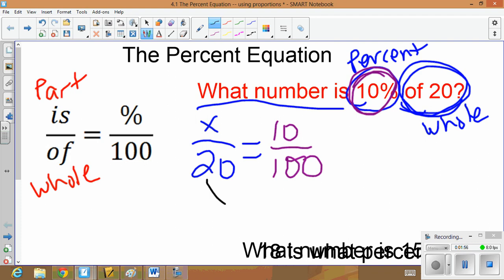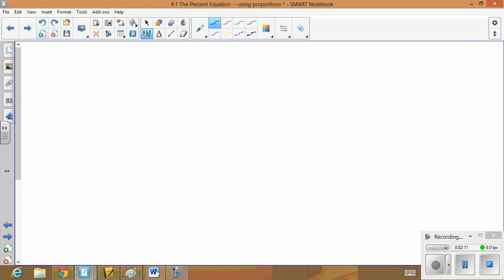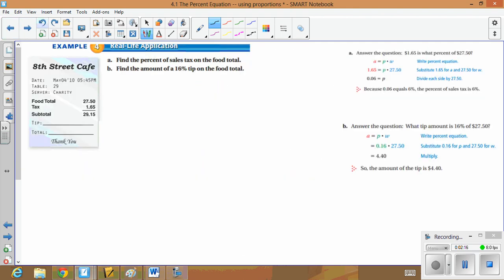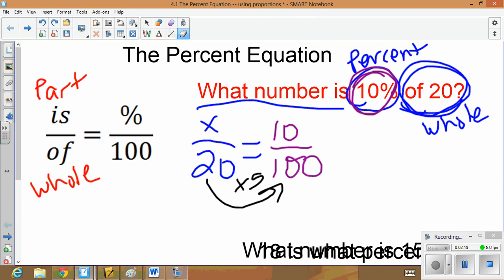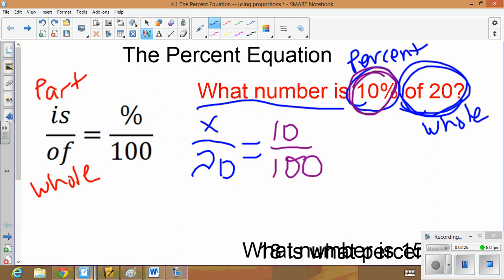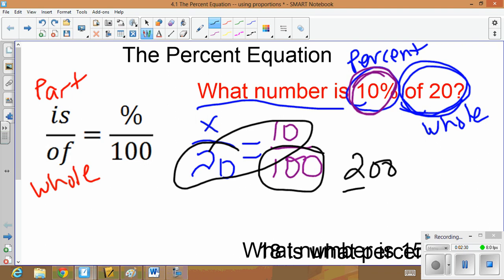If we take a look, we know that 20 times 5 is 100. So what times 5 would give me 10? So we would get an answer of x equals 2. Another way we can do this is to just solve the proportion using the cross product. So we can take 20 times 10, that's 200, and we're going to divide it by 100, and we get an answer of 2. So either way, you get a solution of 2.